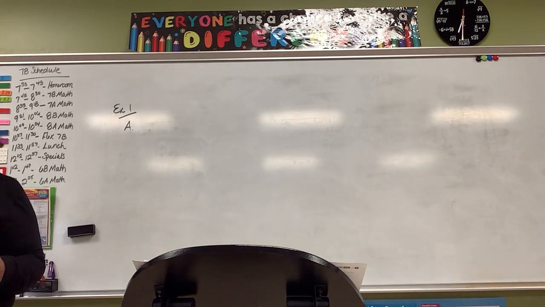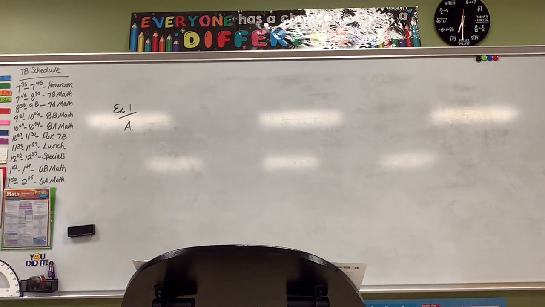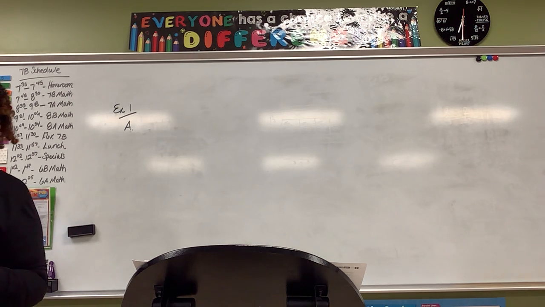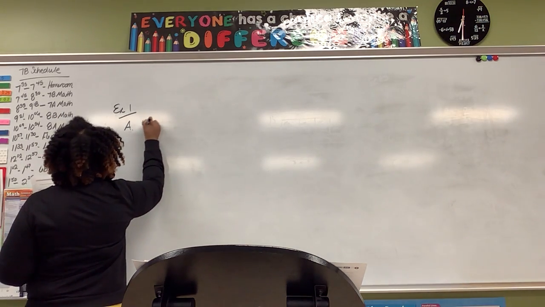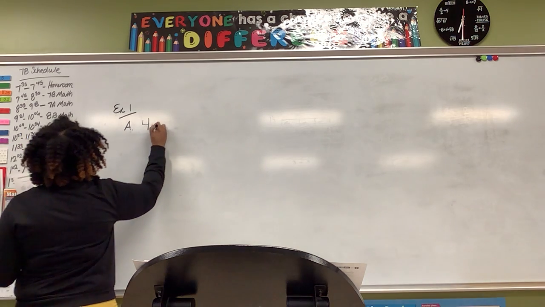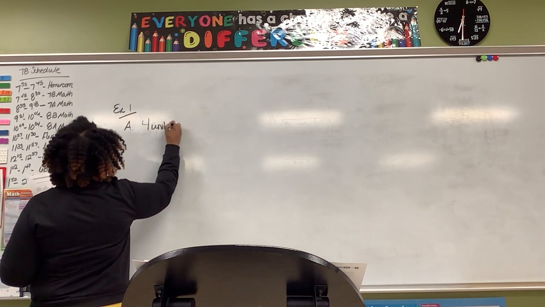What is the distance between the 2? The distance between 2 and the sum. We know that the sum is what? 6. So what's the distance between that? 4. Thank you. So the answer will be 4. 4 units. Please label them.